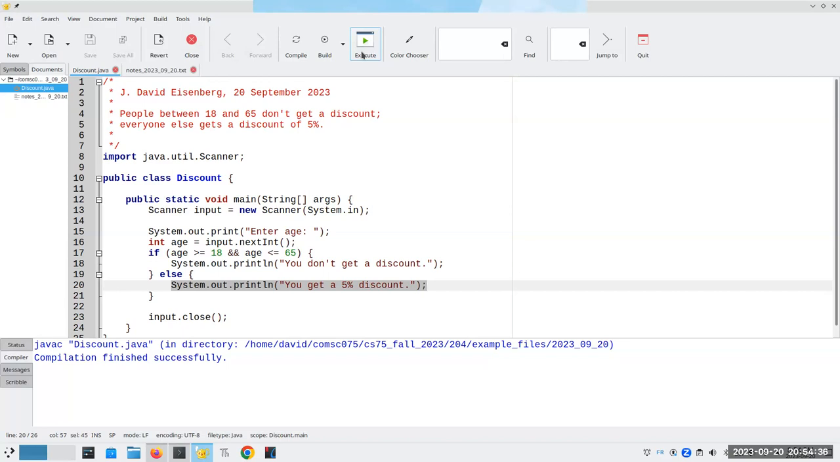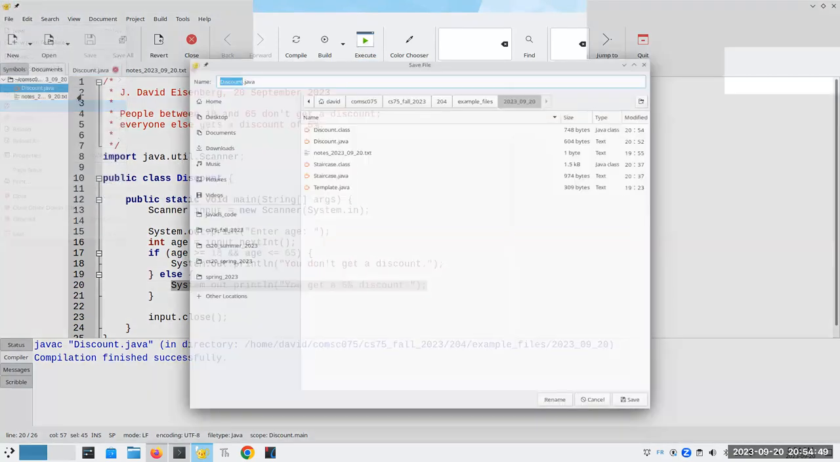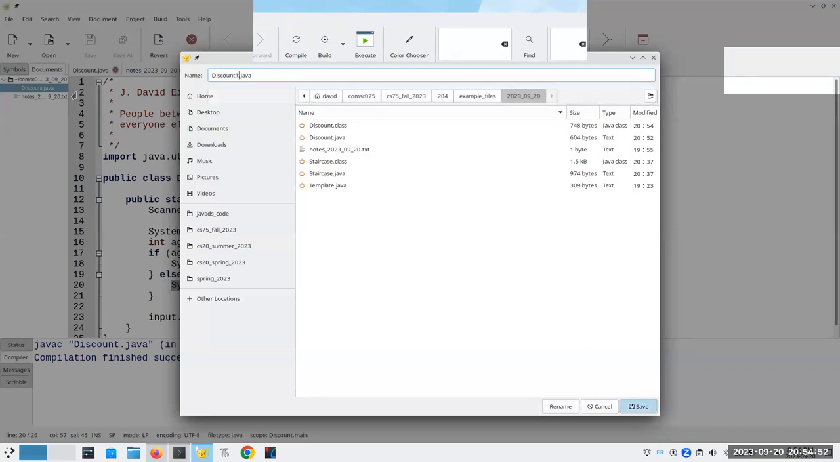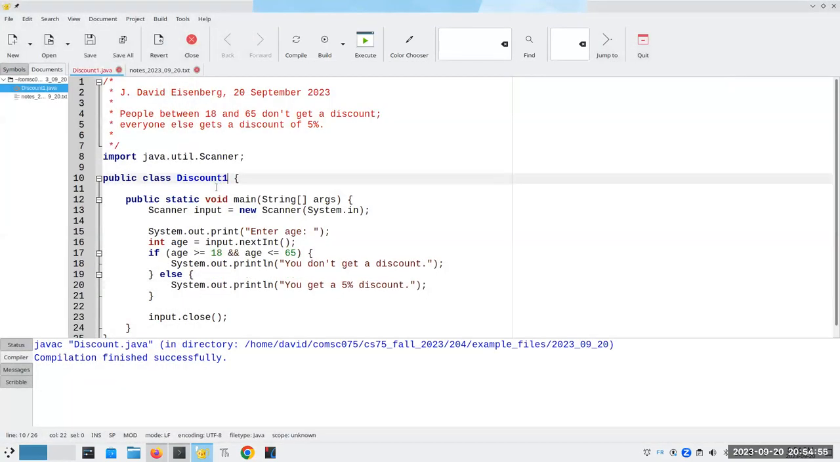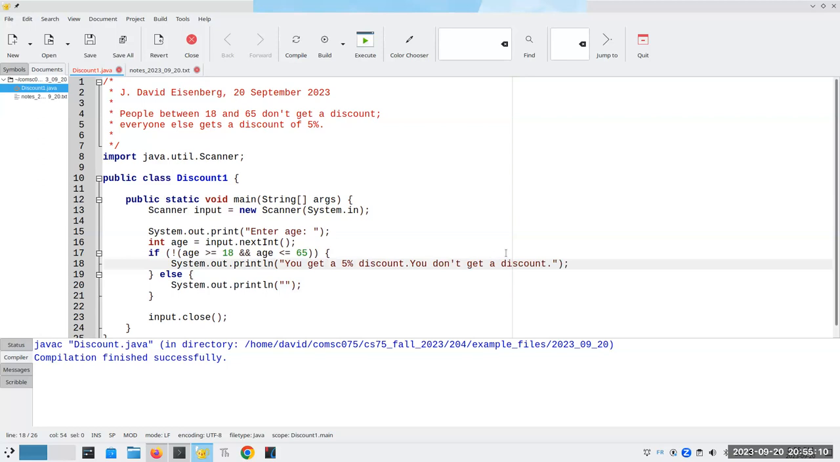Philosophically, a lot of people say, I would really like to say the good news first rather than the bad news. So I want to reverse the sense of this test. Let's save this under different versions here so that you can see how this is going. So what I'm going to say, if it is not the case that the age is greater than or equal to 18 and age less than or equal to 65, then they get the 5% discount. Otherwise, they don't get the discount.